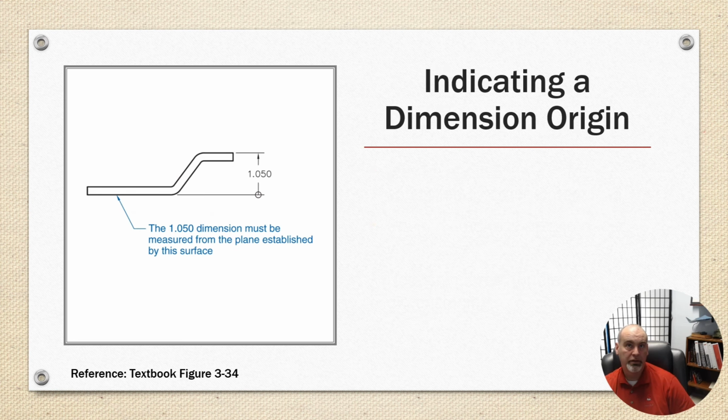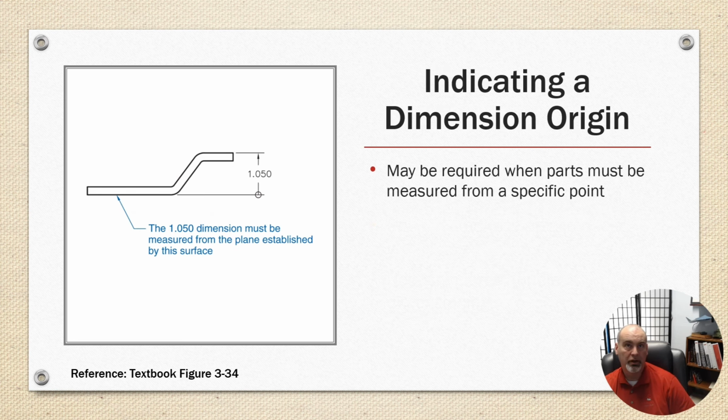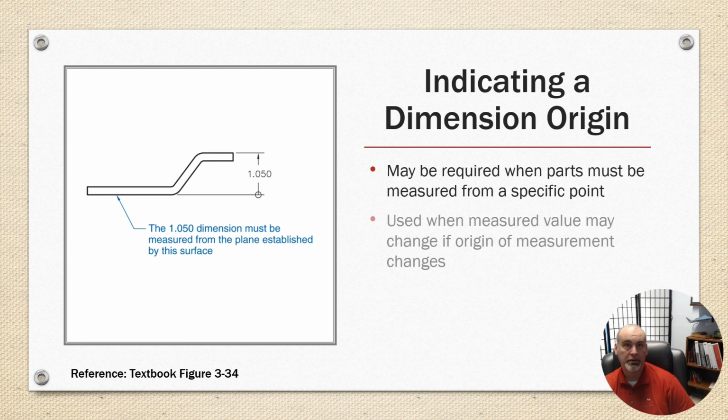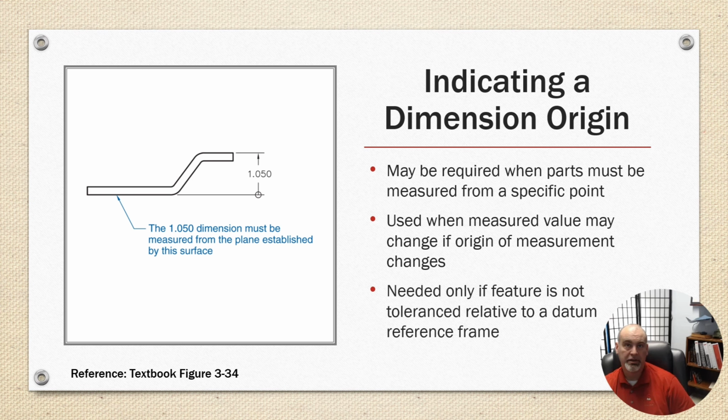Okay, indicating a dimension origin may be required when parts must be measured from a specific point. They're used when the measured value may change if the origin of the measurement changes, and needed only if the feature is not toleranced relative to a datum reference plane. So if you have a datum reference plane, you don't need that origin symbol. I've very rarely seen this symbol used.